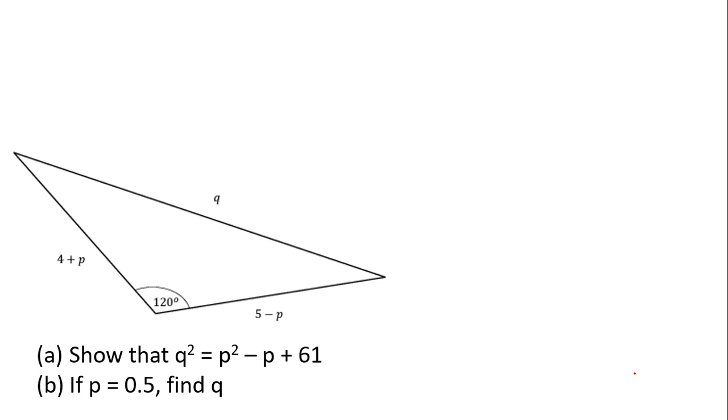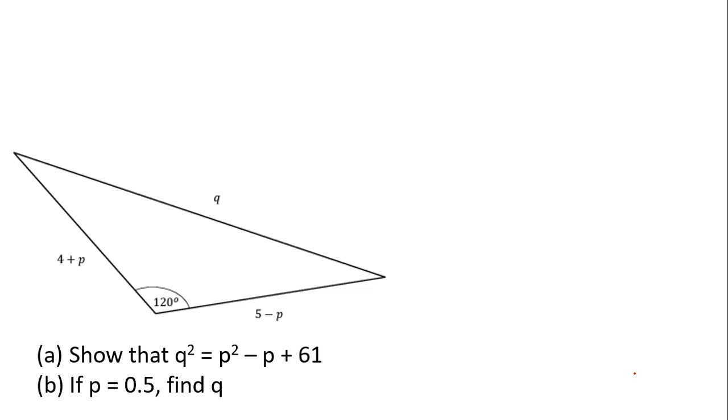So today's question is this triangle, as you can see, and the question has two parts. The A part says show that q squared equals p squared minus p plus 61, and the B part says if p equals 0.5, find q. Now coming back to my triangle, as you can notice, one of the lengths is 4 plus p, one of the lengths is q, and one of the lengths is 5 minus p. And the angle that they've given is 120.